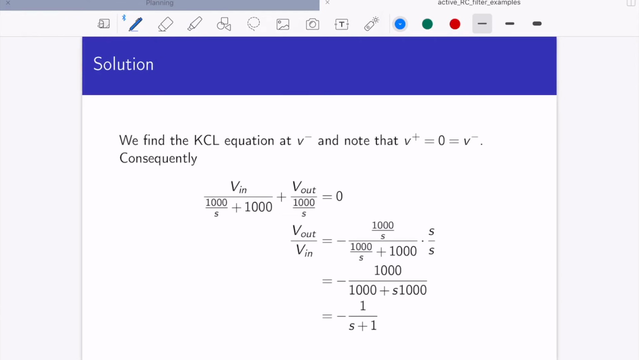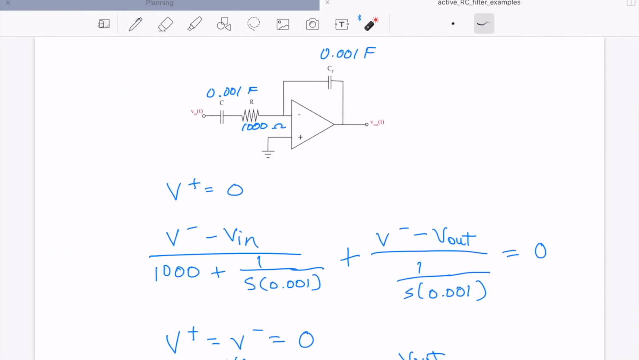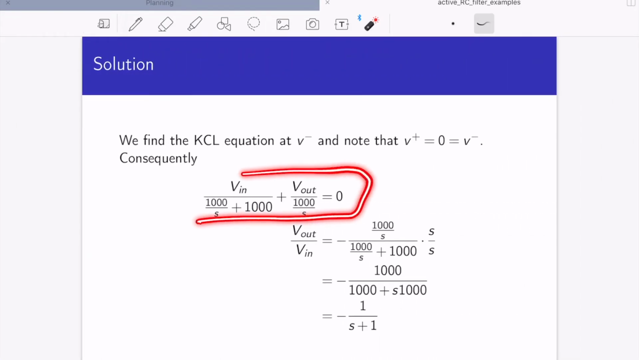And that will give us the equation we have right here, as long as we remember that 10 to the minus 3, which is what that is, is the same as saying 1000 over S, right? So that gives us this equation right here. We still have S's in the denominator, which we should probably clear first. And so I'm going to first find V out relative to Vn.